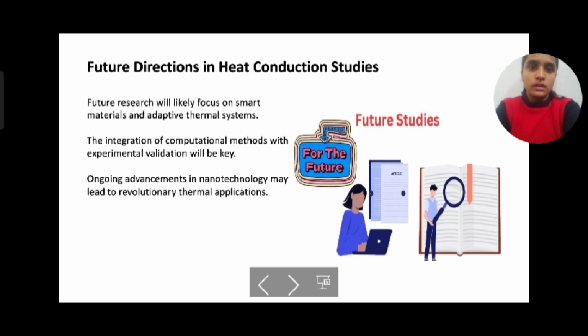Future directions in heat conduction studies. Future research will likely focus on smart materials and adaptive thermal systems. The integration of computational methods with experimental validation will be key. Ongoing advancement in nanotechnology may lead to revolutionary thermal applications.